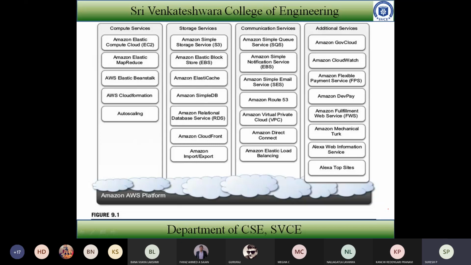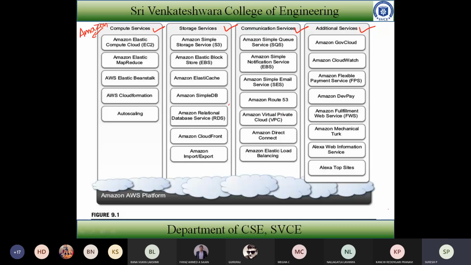Now, these are some of the services provided by Amazon. What are the different services it provides? One is the computing service, another is the storage service, another is the communication service, and there are some additional services as well.